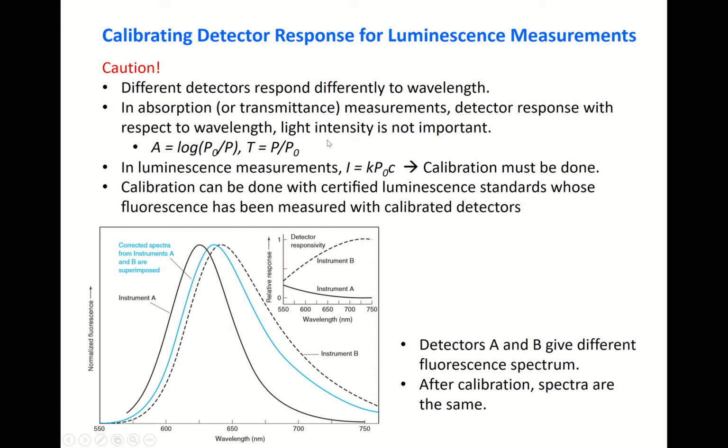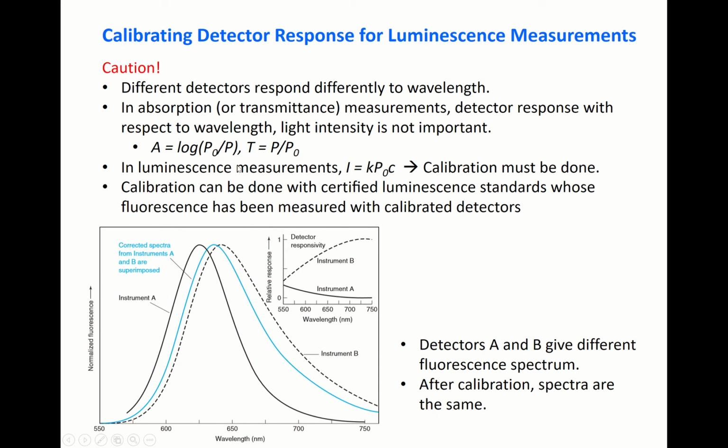You see why? Because usually you take a ratio of the incoming intensity with respect to the intensity after absorption or after transmission. This is the definition of absorbance, and transmittance is also defined by the ratio of the exiting light intensity divided by the incoming intensity. So when you measure absorption or transmittance, the detector response is not important.